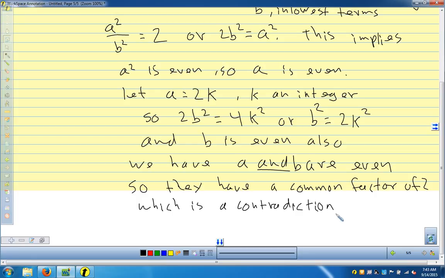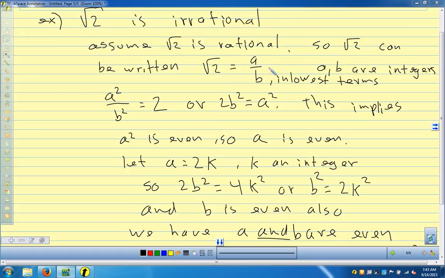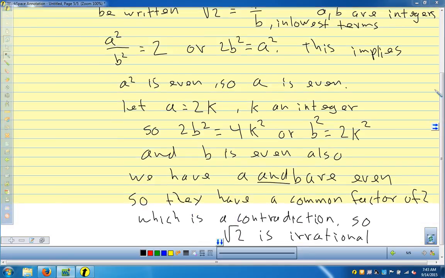So that implies that square root of 2 is irrational. Assuming that square root of 2 is rational leads to a contradiction. Leads to the fact that a and b both have to be even. They have common factors, even when we said that this is a fraction in lowest terms. So a little more subtlety there, but that's a nice proof by contradiction, relatively straightforward.